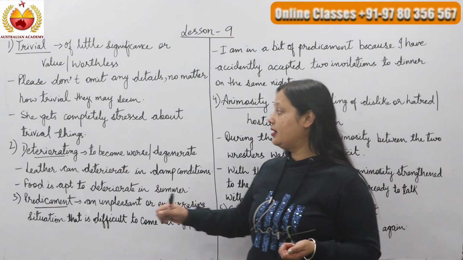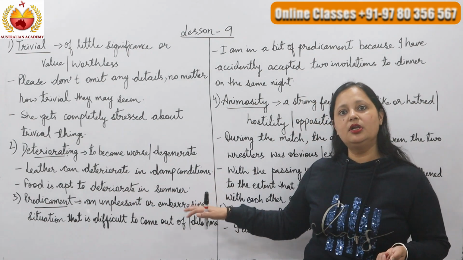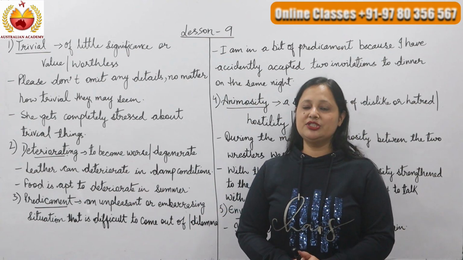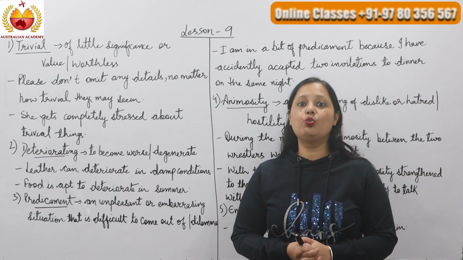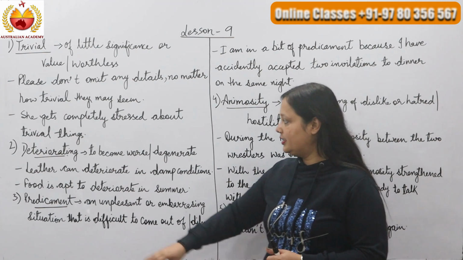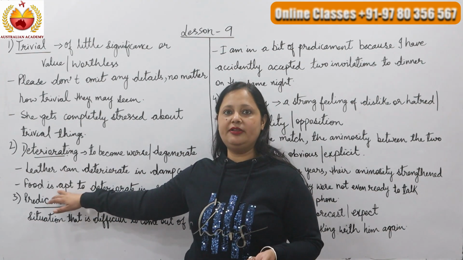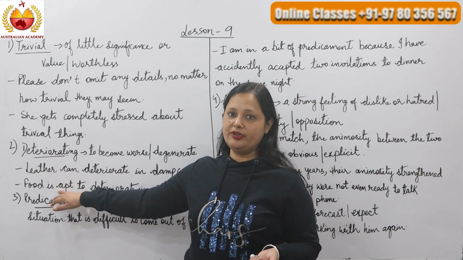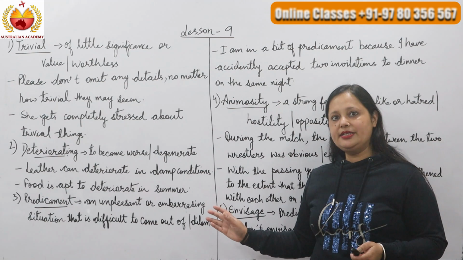Okay. Another example we have, food is apt to deteriorate in summer. So everybody knows, during summer season, food items or eatables generally start getting worse very easily. So that is apt to deteriorate. Apt means suitable or relevant. So that is suitable, that is relevant to deteriorate during summer season, right?